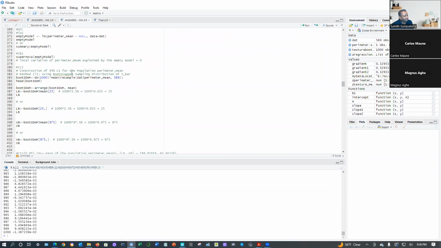Construction of a 95% confidence interval for the population perimeter mean, which is mu. I'm talking about the mu. So method 1, using bootstrap sampling distribution. Sampling distribution of y bar. I'm going to bootstrap. Go to the resample. Go to data. My data name is that. Go to the perimeter mean. They were asking us to do that one for the perimeter mean.